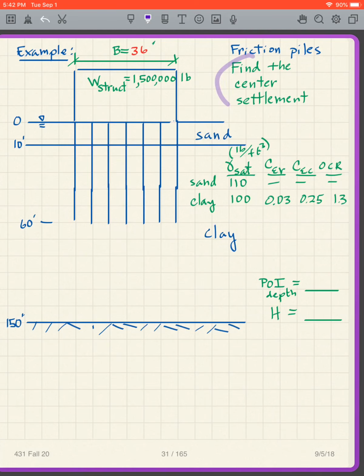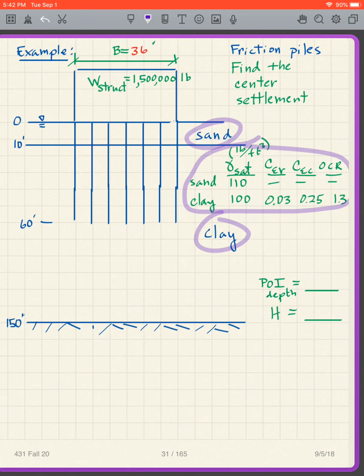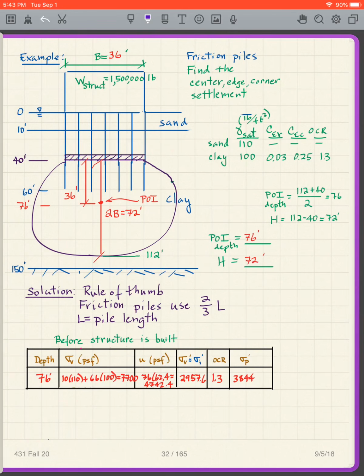All right, so I just want to find the center settlement here, and these are our soil properties. We have this sand layer over the clay. We have a water table at the ground surface, and we're going to need to find the point of interest depth, and we're going to need to find H, and we're going to see the effect of having friction piles rather than end-bearing piles. And this is how we handle it.